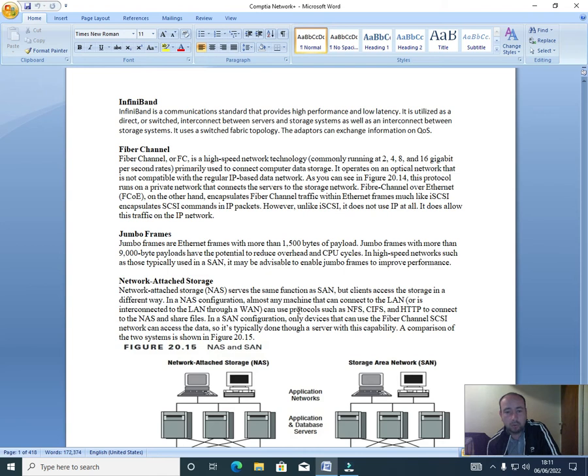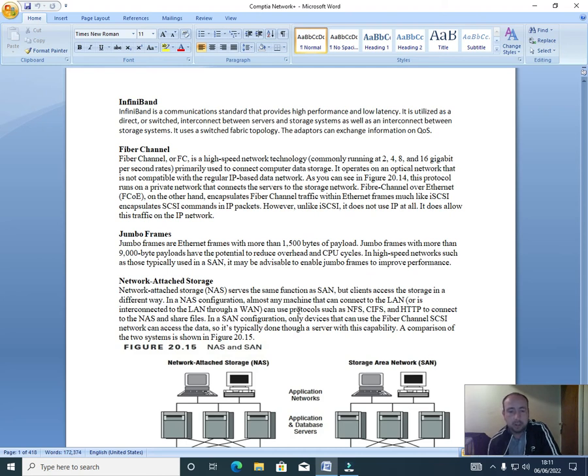Fiber channel over Ethernet, FCoE, on the other hand, encapsulates fiber channel traffic within Ethernet frames, much like iSCSI encapsulates SCSI commands in IP packets. However, unlike iSCSI, it does not use IP at all. It does not allow this traffic on the IP network.